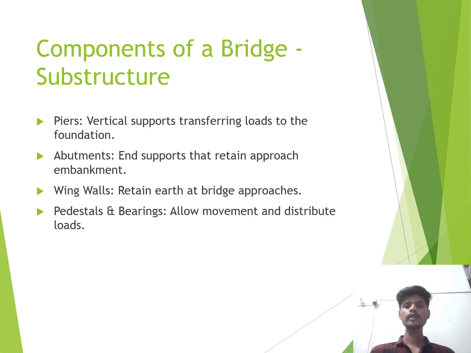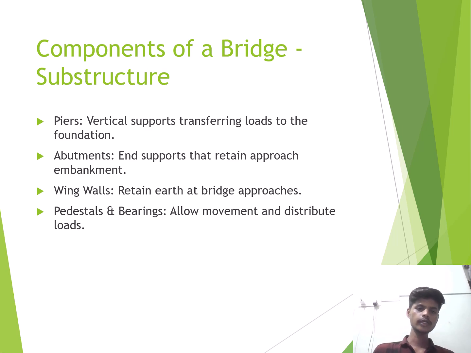Next, there are mainly two types of components of a bridge. First one is substructure and second one is superstructure. The substructure is the structure constructed below the bearing, and the structure above the bearing is called the superstructure. The substructure has various parts like piers. Pier is a vertical support transferring the load to the foundation. Pier we also know as column. A pier is like a column, but it transfers heavy loads and is used in bridges.